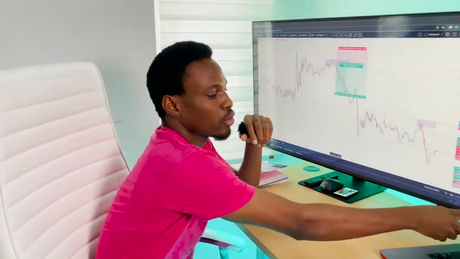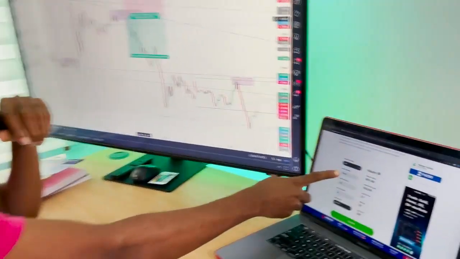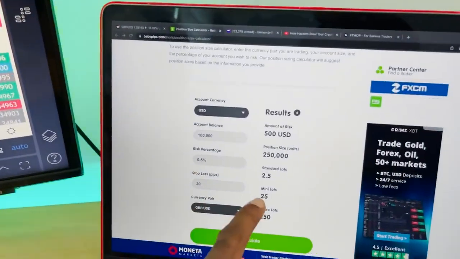Now, remember I said on the 100K account, look at this 100K account, we have to use 2.5 standard lots.